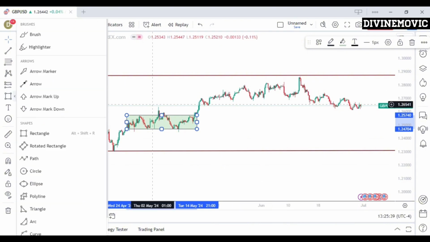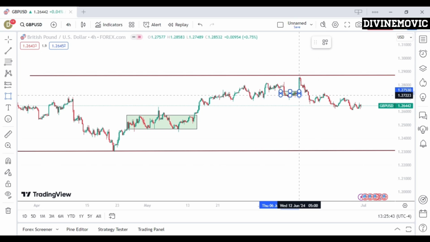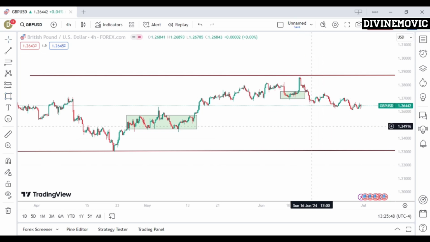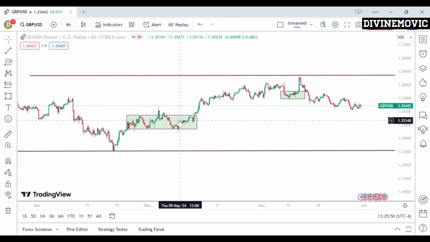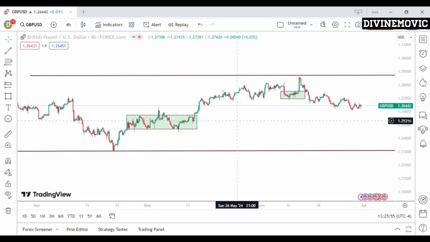And this point is simply a zone here, a demand zone, right? And this is not the recent, this is the previous zone, and this is the recent zone, right? We have seen the recent zone and the previous zone.